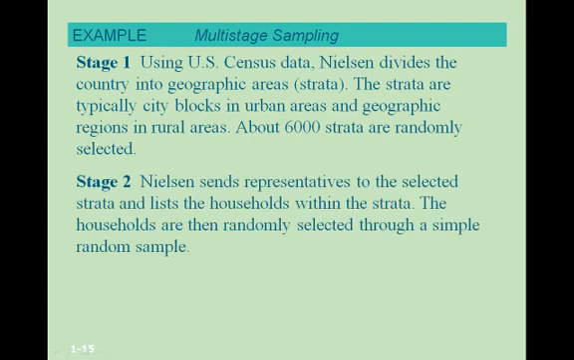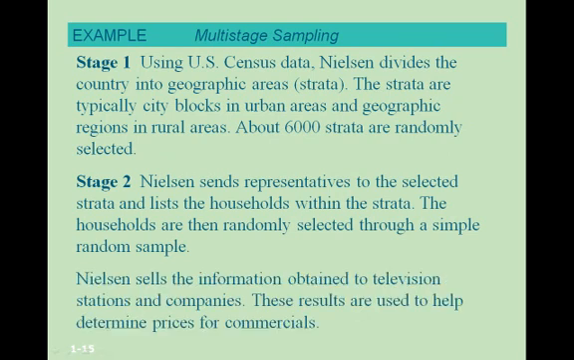Stage 2, Nielsen sends representatives to the selected strata and lists the households within the strata. The households are then randomly selected through a simple random sample. Nielsen then sells the information obtained to television stations and companies. These results are used to help determine prices for commercials.